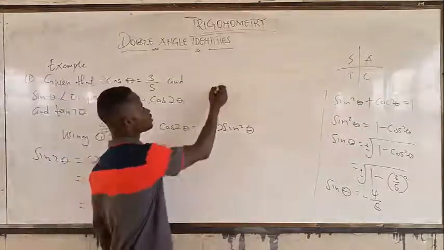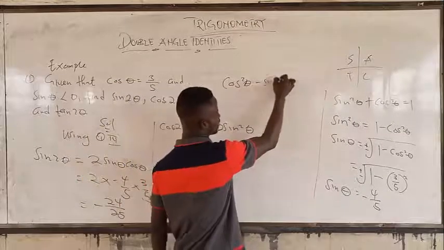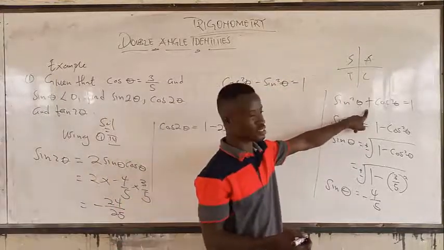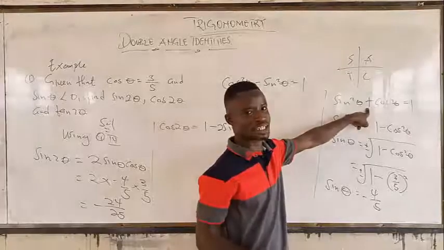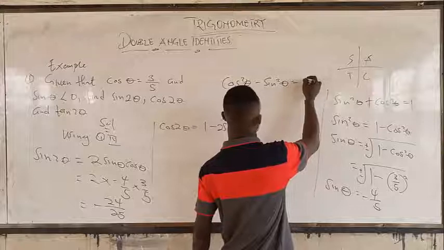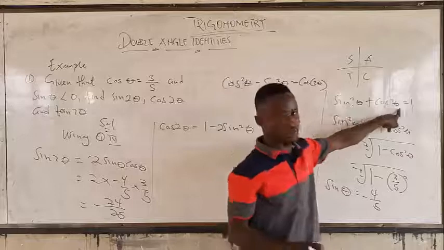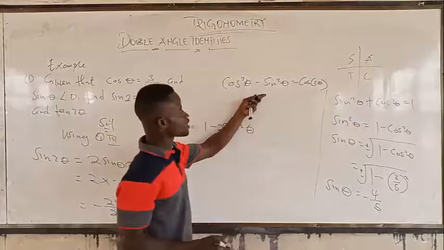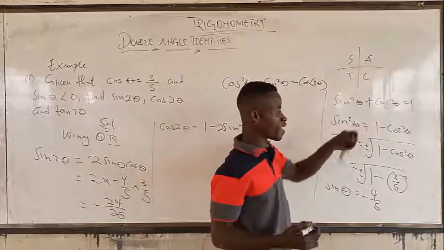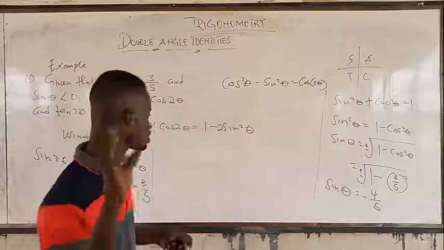Let me tell you something about cos squared theta minus sin squared theta. Please, this is different from the one coming from the Pythagorean theorem, which is cos squared plus sin squared equals 1. This one is coming from the double angle formula for cos 2a. Here is minus, there is plus. So please be careful when dealing with such cases.